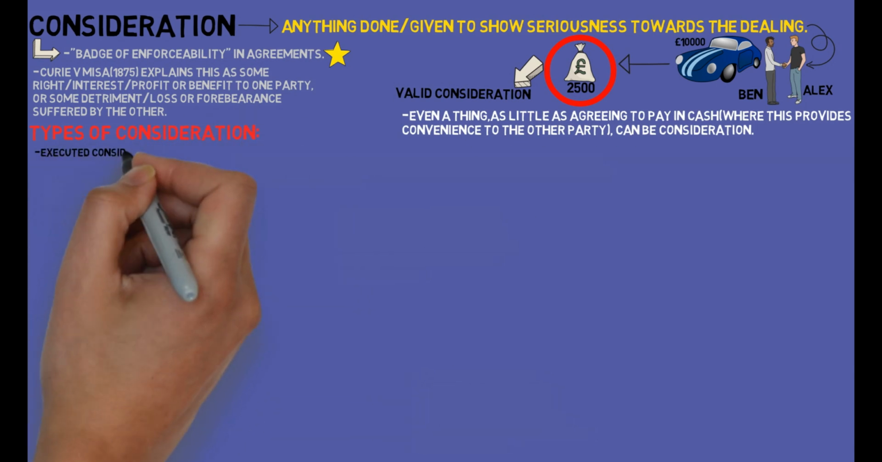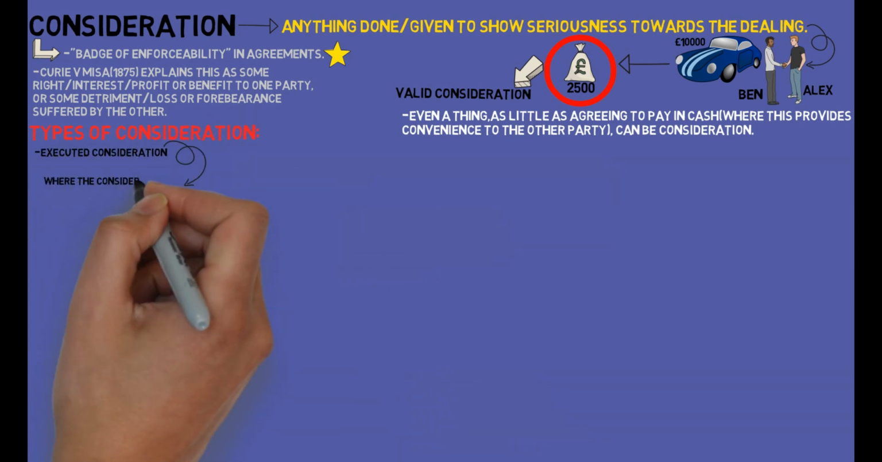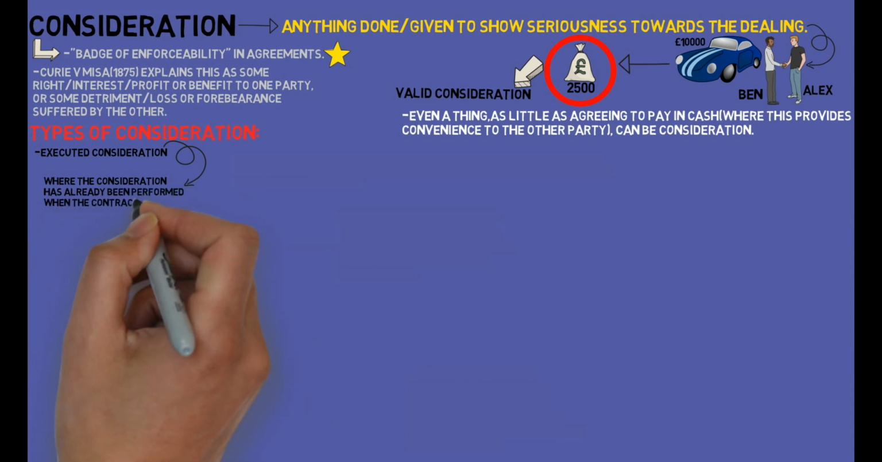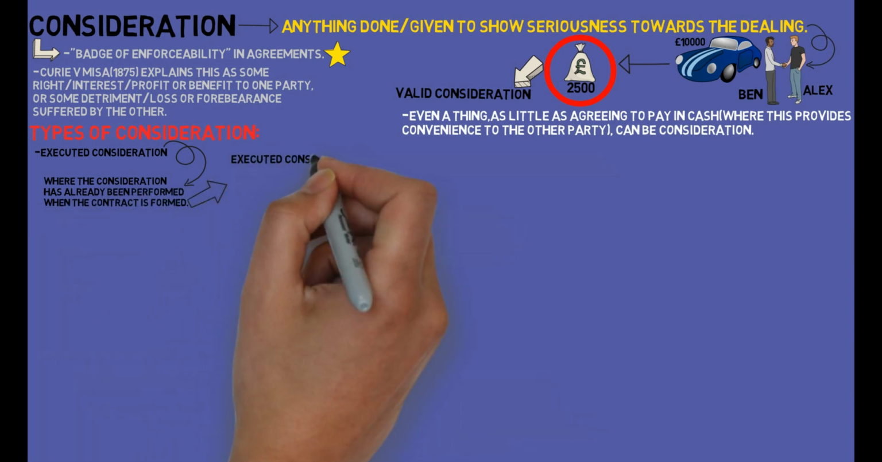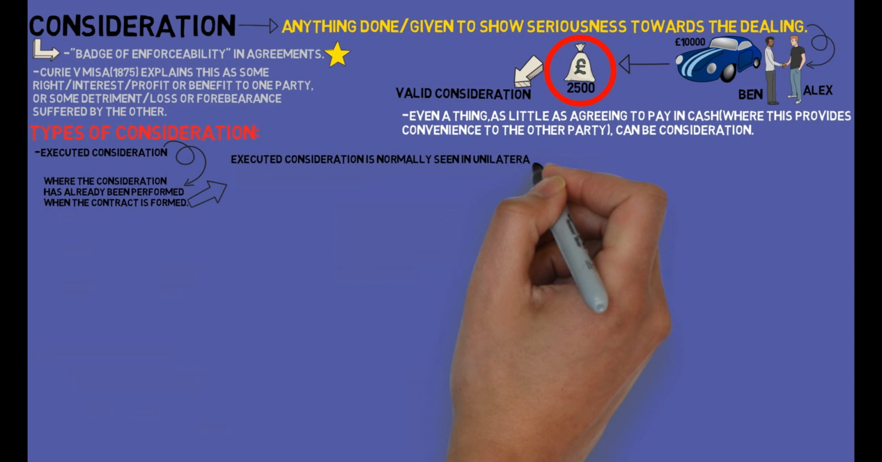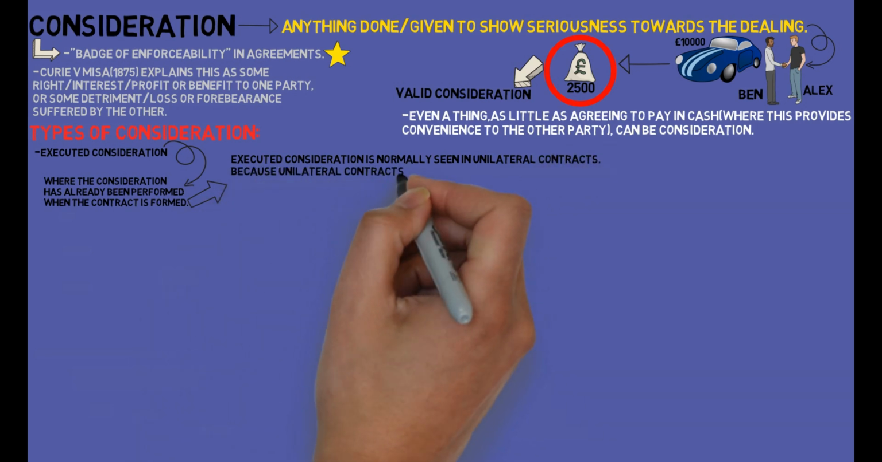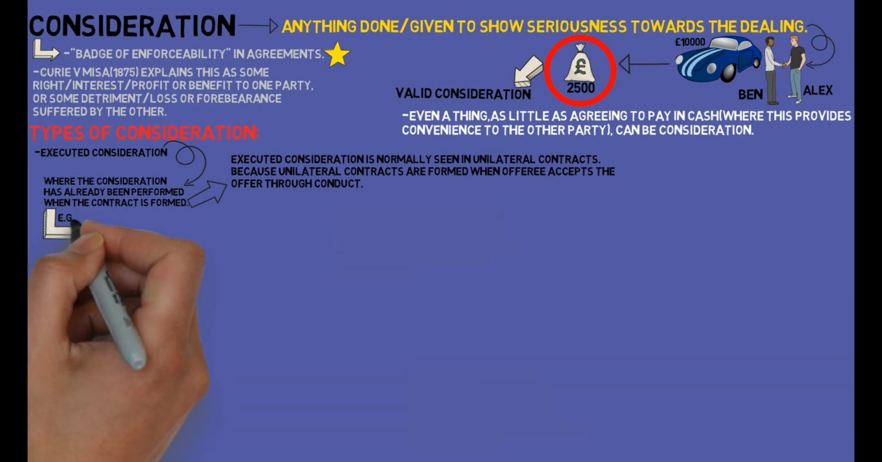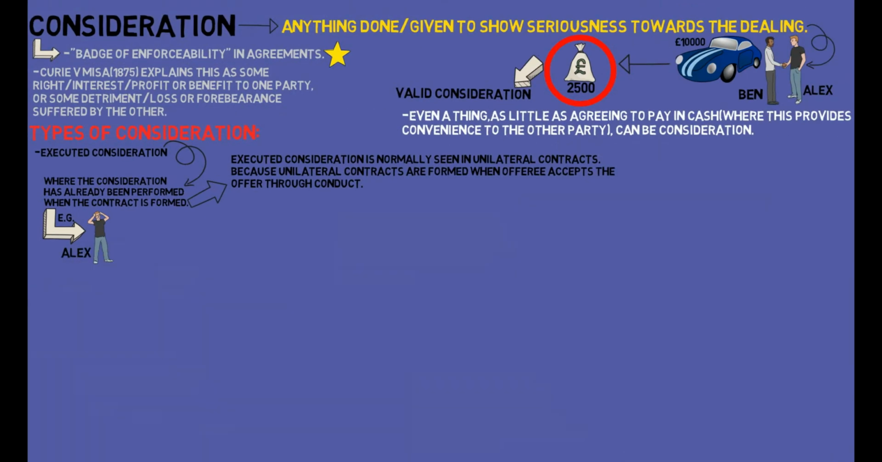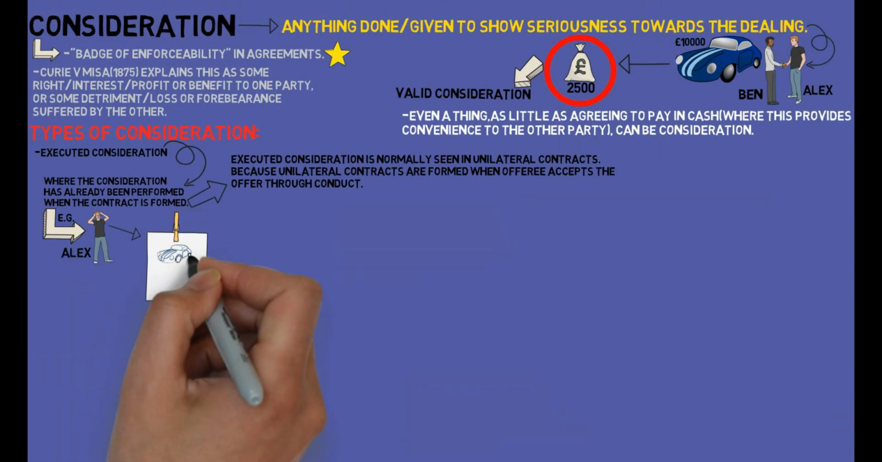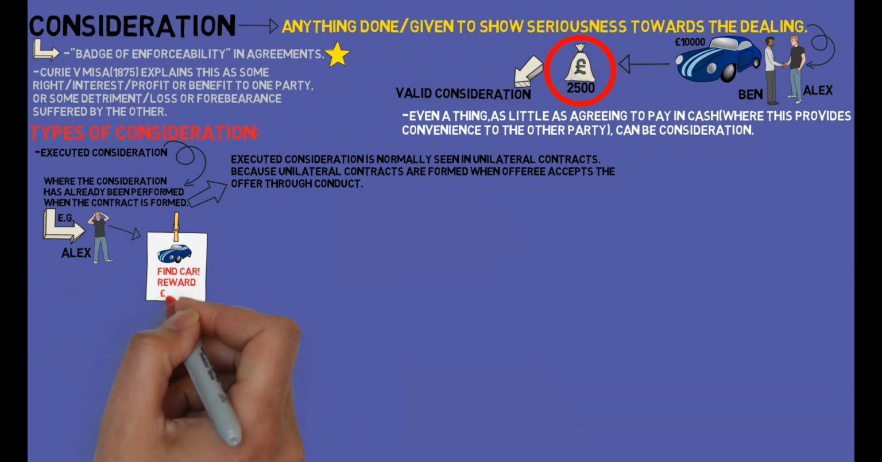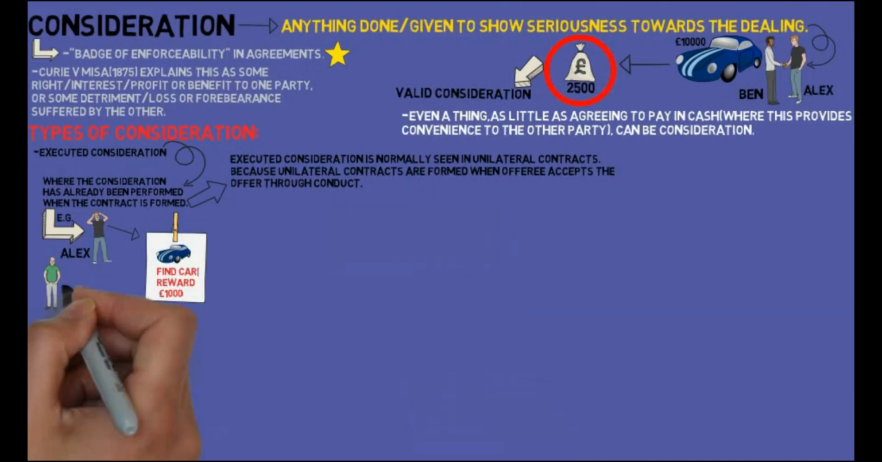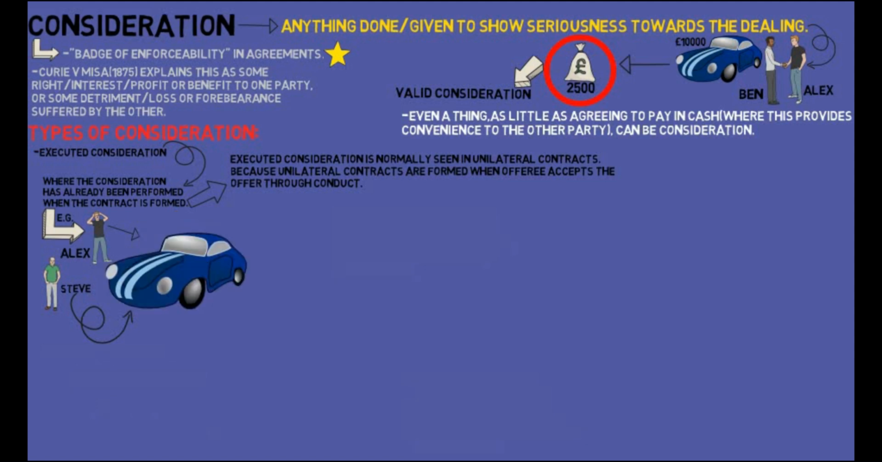First is executed consideration. This is where the consideration has already been provided when the contract is formed. Executed consideration is normally seen in unilateral contracts, because unilateral contracts are formed when offeree accepts the offer through conduct. Now have a look at this example. Alex lost his car and he has put up a unilateral offer offering £1,000 to someone who finds his car. This is Steve. Steve finds Alex's car and returns it to him.